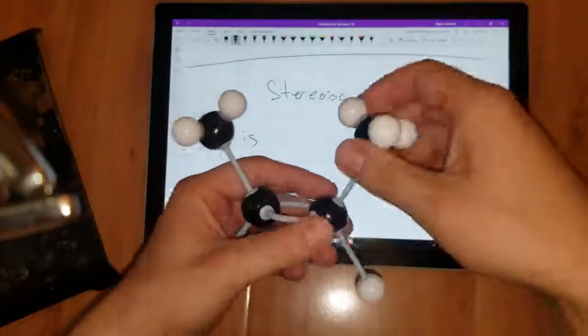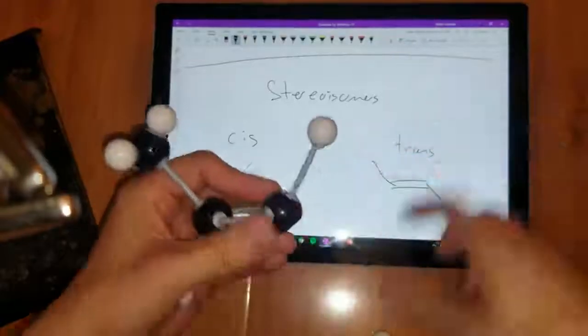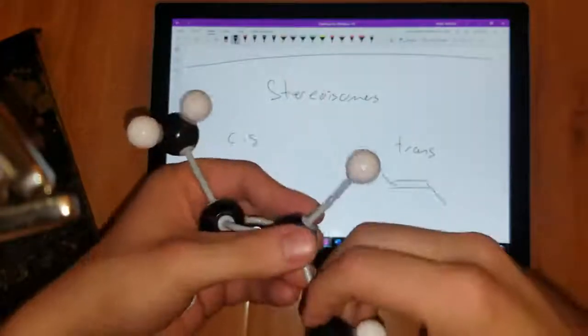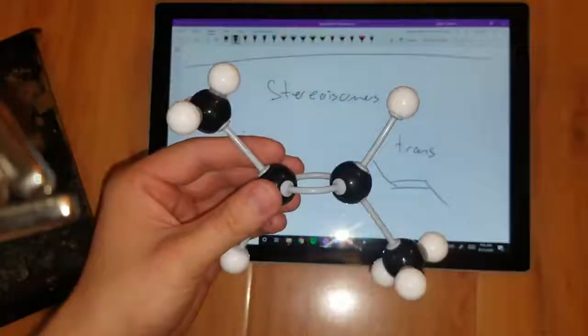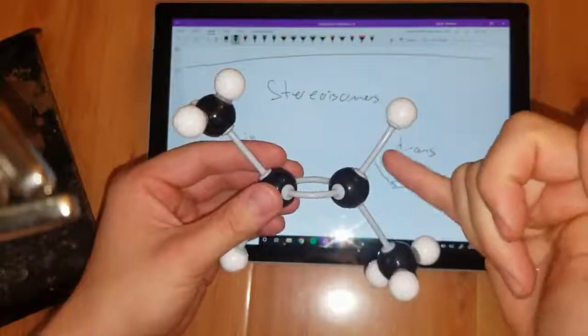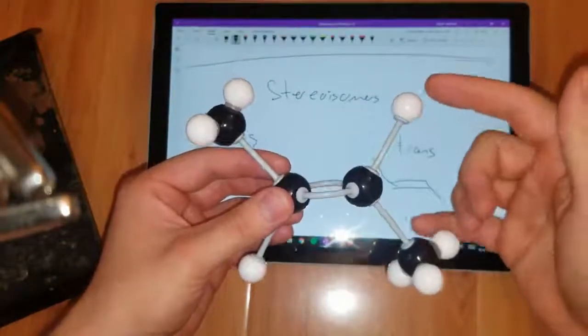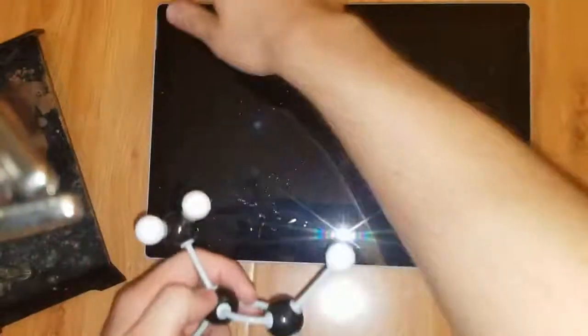So to make this trans one, I have to switch these, but I didn't really switch the constitution because we still have a CH bond and a CC bond. But I did change the location of these bonds to make this trans configuration, right?